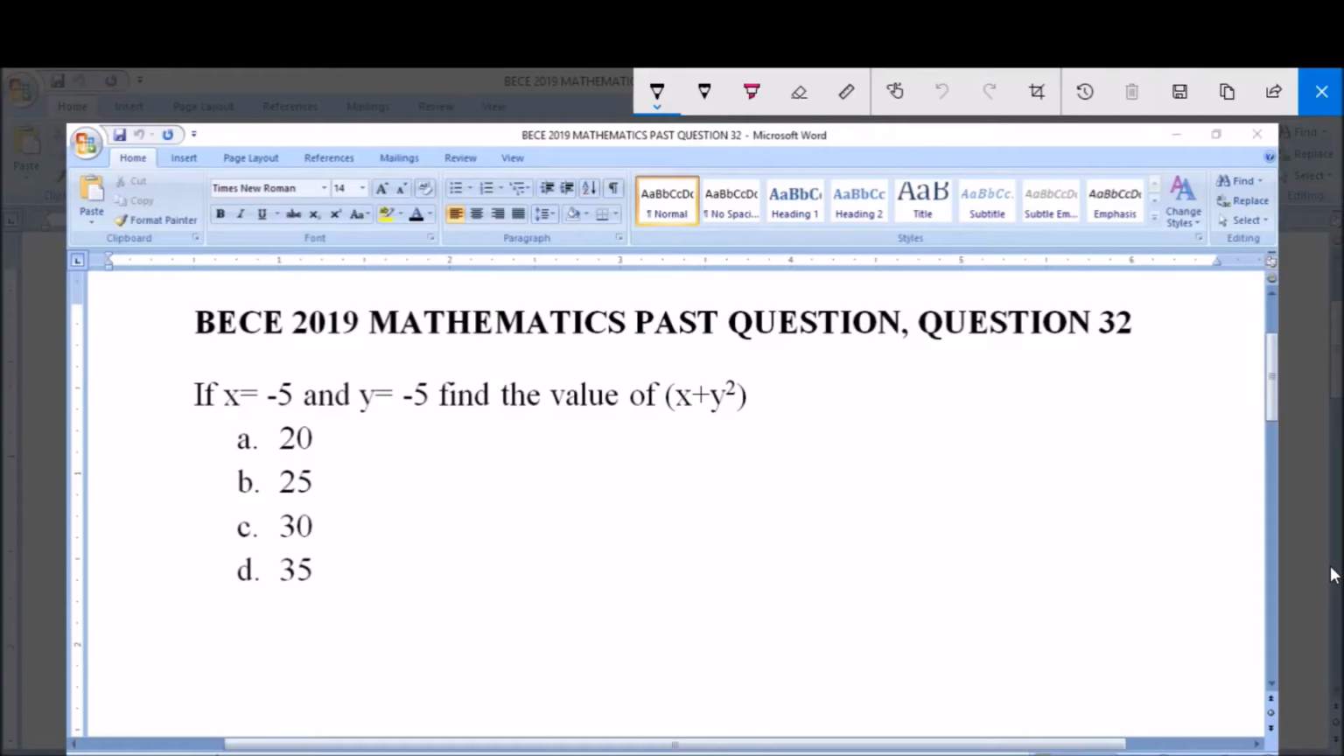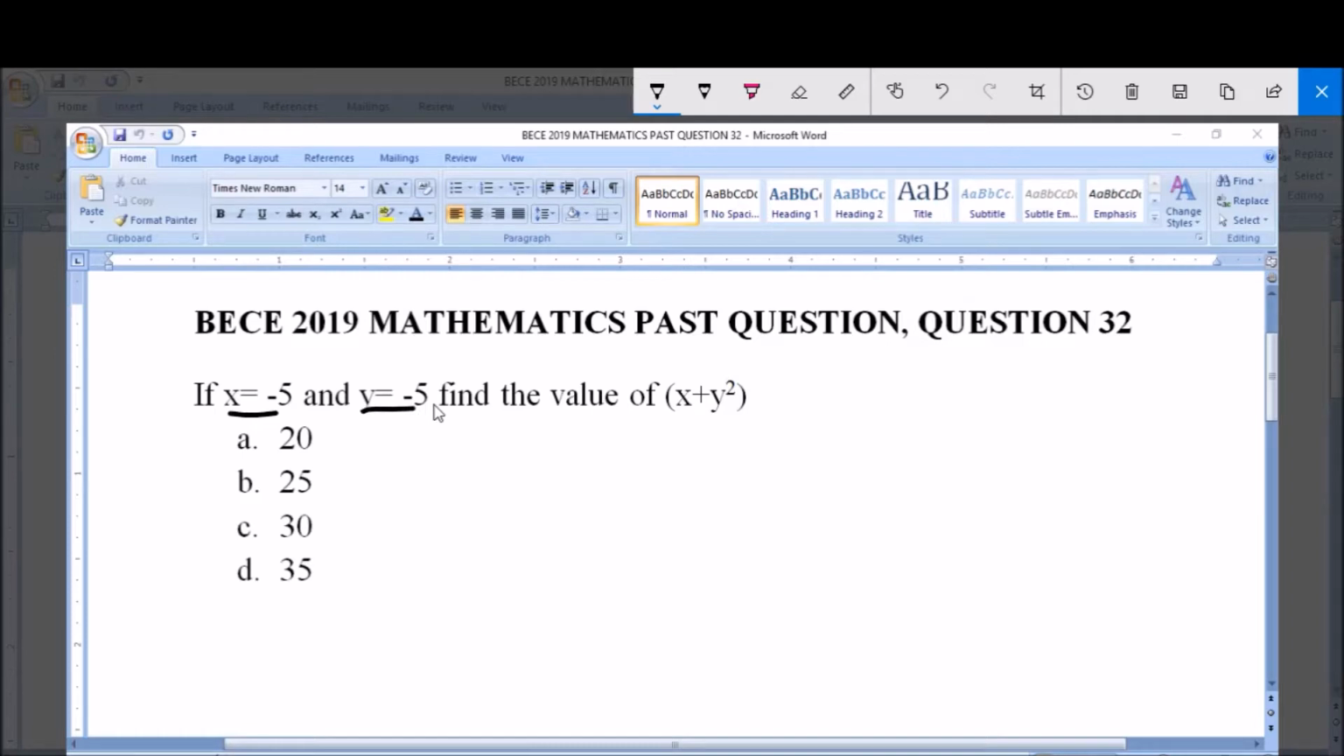Today we're going to be dealing with BECE 2019 Mathematics Past Question 32. If x is equal to minus 5 and y is equal to minus 5, find the value of (x plus y square). A, we have 20, B, we have 25, C, we have 30, and D, we have 35. So it is given that x is equal to minus 5 and y is equal to minus 5.